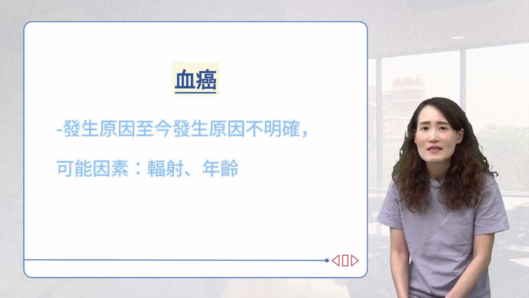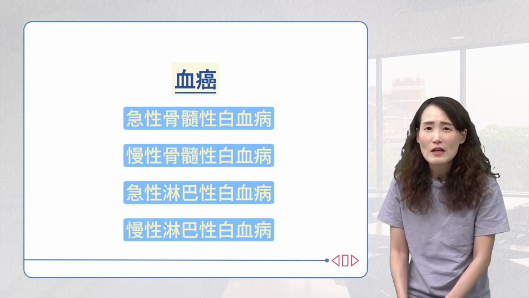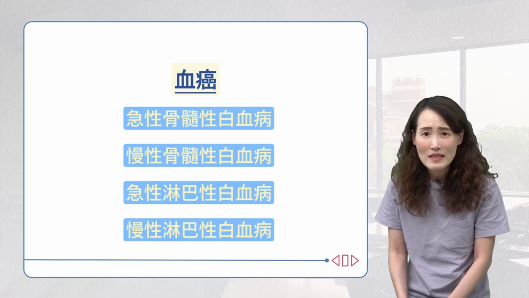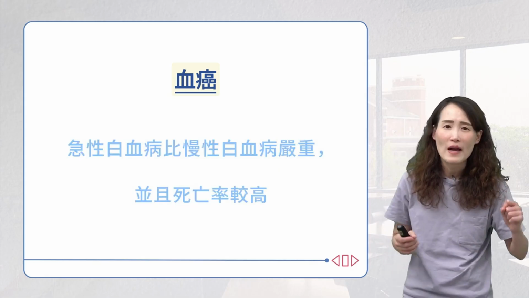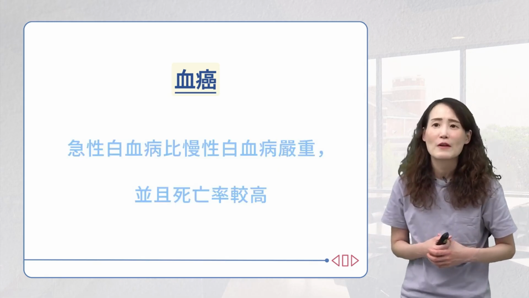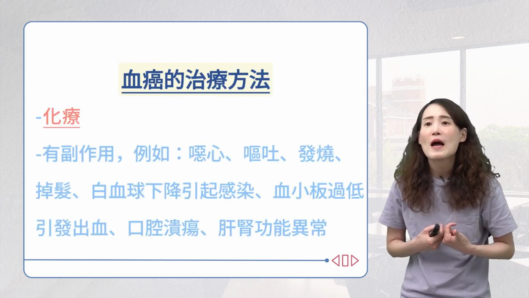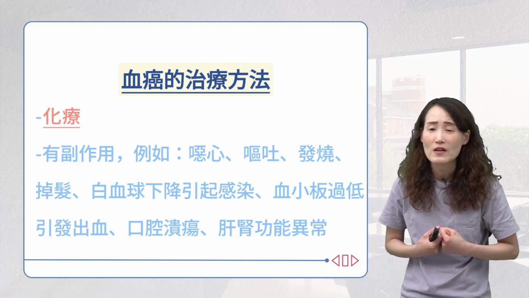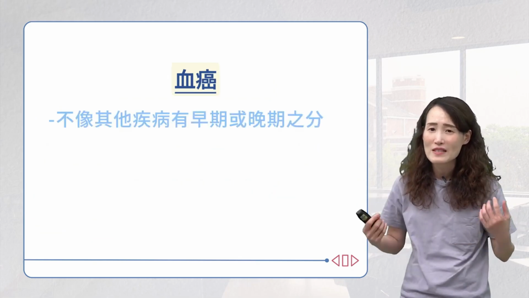The causes of blood cancer are still unknown, but may be related to radiation, age, etc. It can be divided into acute and chronic types, and further into acute myeloid leukemia or chronic myeloid leukemia, acute lymphoblastic leukemia or chronic lymphoblastic leukemia. Acute leukemia is usually more severe than chronic leukemia, with a higher mortality rate. Typically, the treatments involve chemotherapy. These often have side effects including nausea, vomiting, fever, hair loss, lower white blood cell counts, increased susceptibility to infections, low platelets leading to bleeding, oral ulcers, and kidney or liver dysfunction, etc.